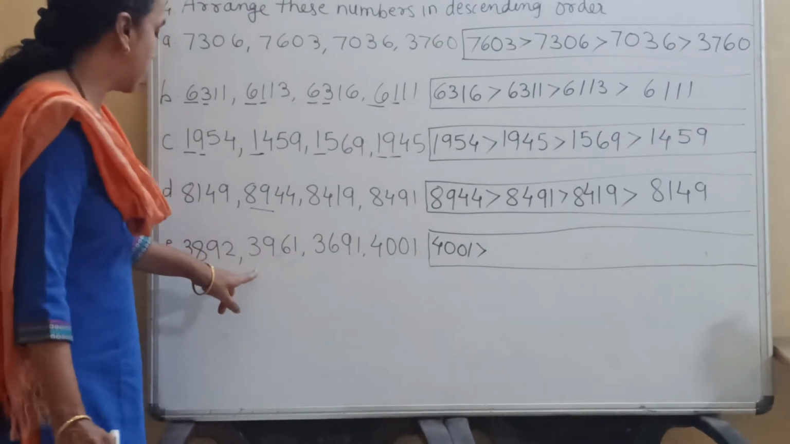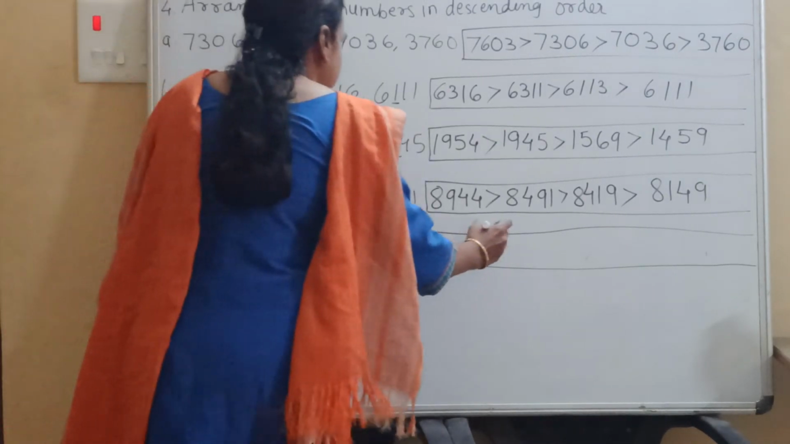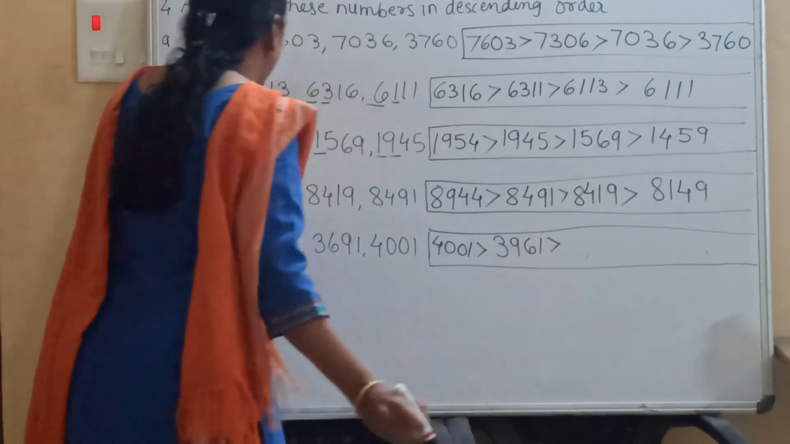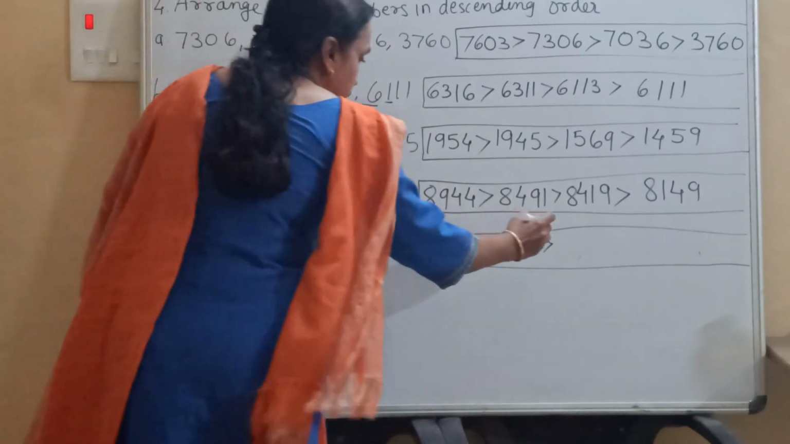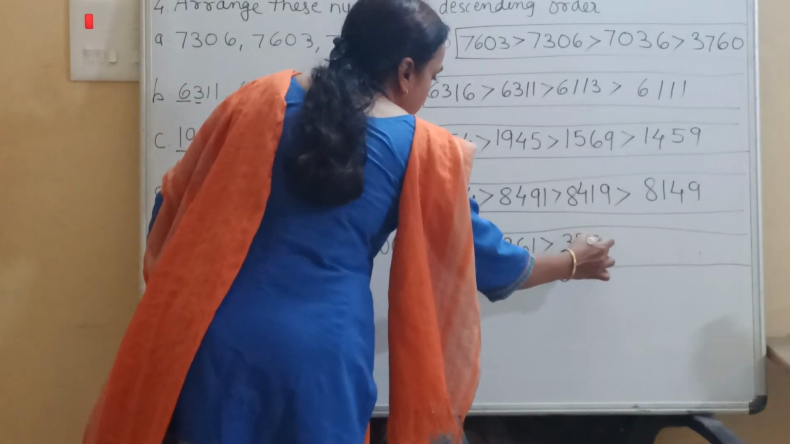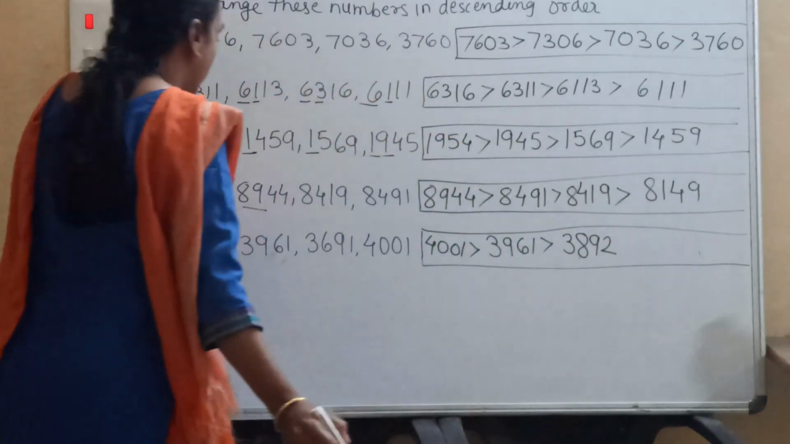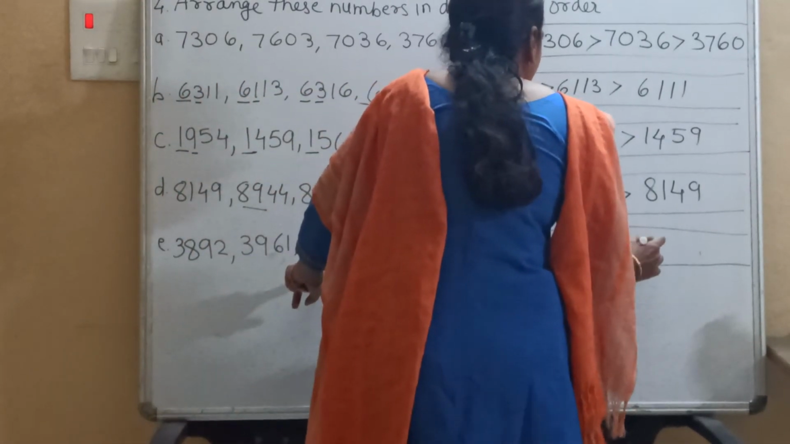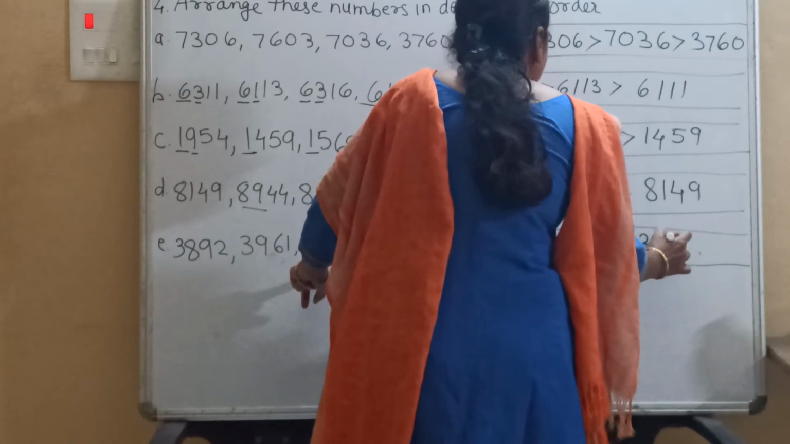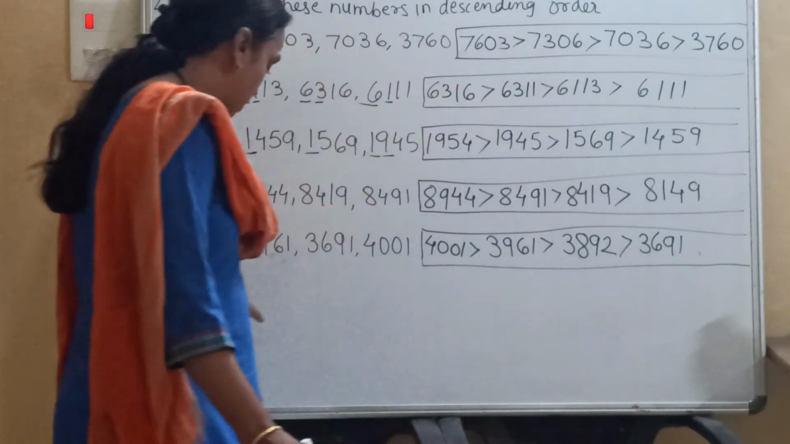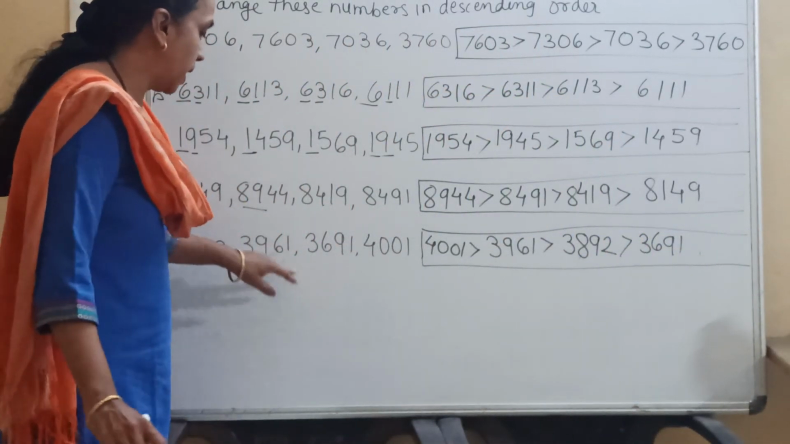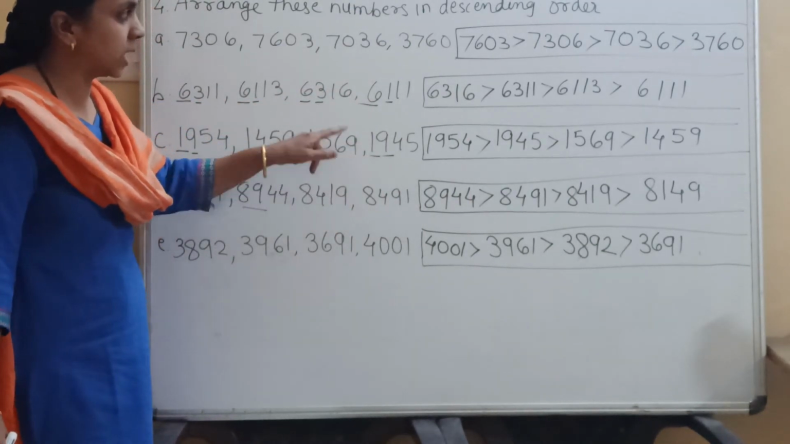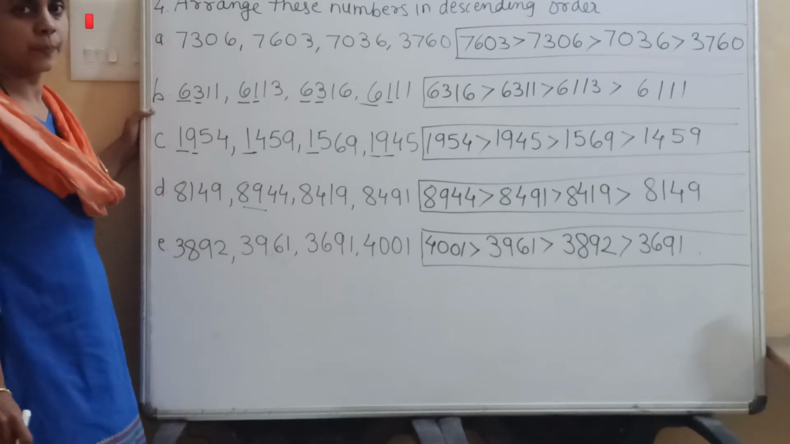Then smaller than this, 3,961. Then smaller than this, 3,892. Okay. Then smaller than this is 3,691. Okay. So in this way you have to write down. You write down all these numbers properly in your textbook.